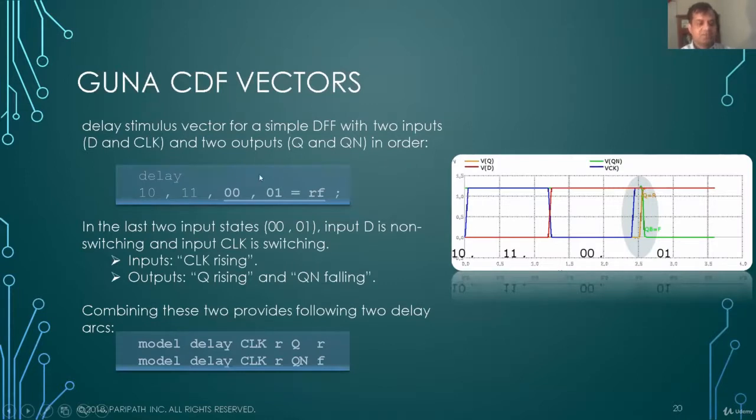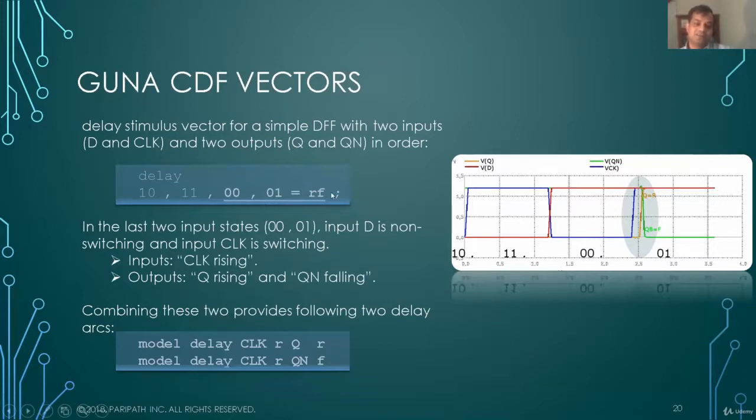And essentially what I'm trying to explain here is these are D and clock vectors that are causing the change in the output. So 1 0, 1 1, 0 0, and 0 1 will change the flop state to rise and fall, and that's your delay vectors. And the last two input states, 0 0 and 0 1, which are input D and clock, tell you what is switching and what is not switching. So essentially D is 0 and clock is rising. So only clock is changing, and output is rising and falling. So Q rising and QN falling. And you have this model. So with this information, you can generate the model.